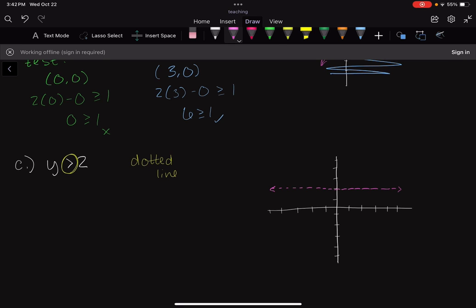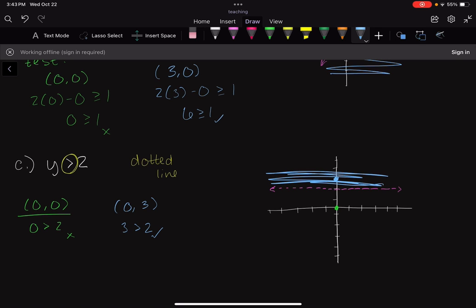And again, we'll go ahead and test some points. So I always test 0, 0 if I can. The only reason maybe you wouldn't is if it actually goes through 0, 0. So if I test 0, 0, I get 0 greater than 2. Well, that is not true. Let's test something above. Let's test 0, 3. So I get 3 greater than 2. That one's right. So it's the top that's going to get shaded.